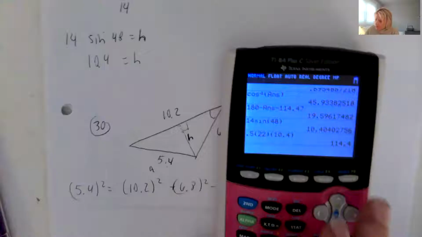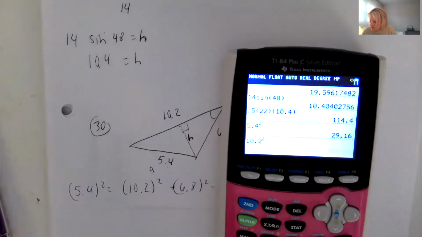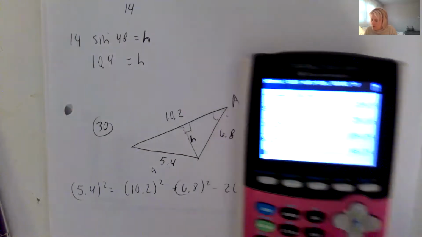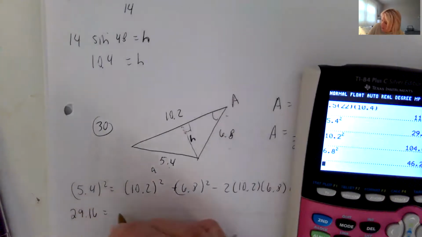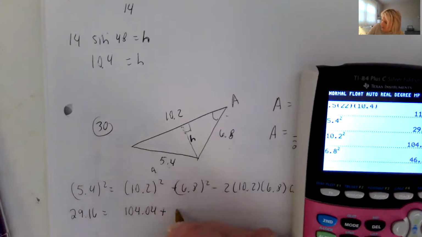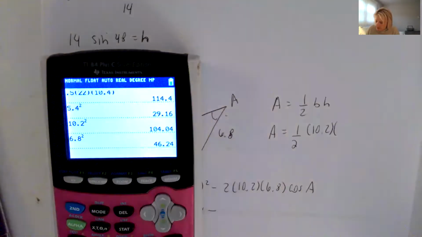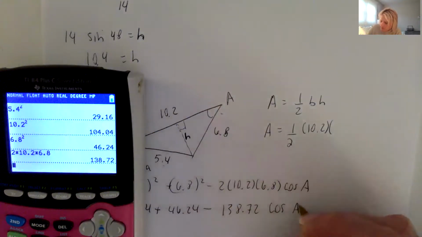Okay, so that is 5.4 squared. We're going to need 10.2 squared, and we're going to need 6.8 squared. Okay, so we have 29.16 equals 104.04 plus 46.24 minus 2 times 10.2 times 6.8, which is 138.72 times cosine of A.